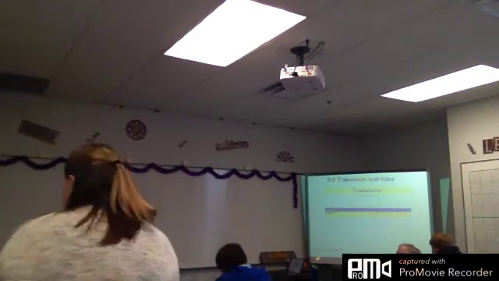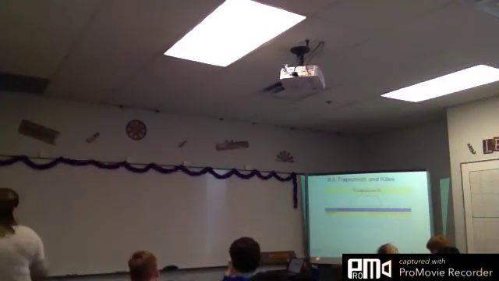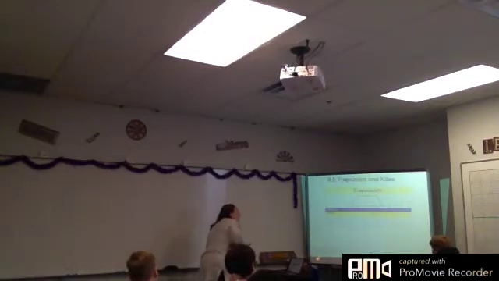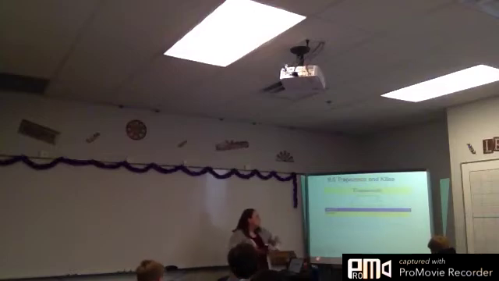Okay, 9.5, trapezoids and kites. So, on a trapezoid, we need to talk about some features. A definition of a trapezoid is a quadrilateral with just one pair of parallel sides. So there's only one pair of sides that are parallel in a trapezoid.